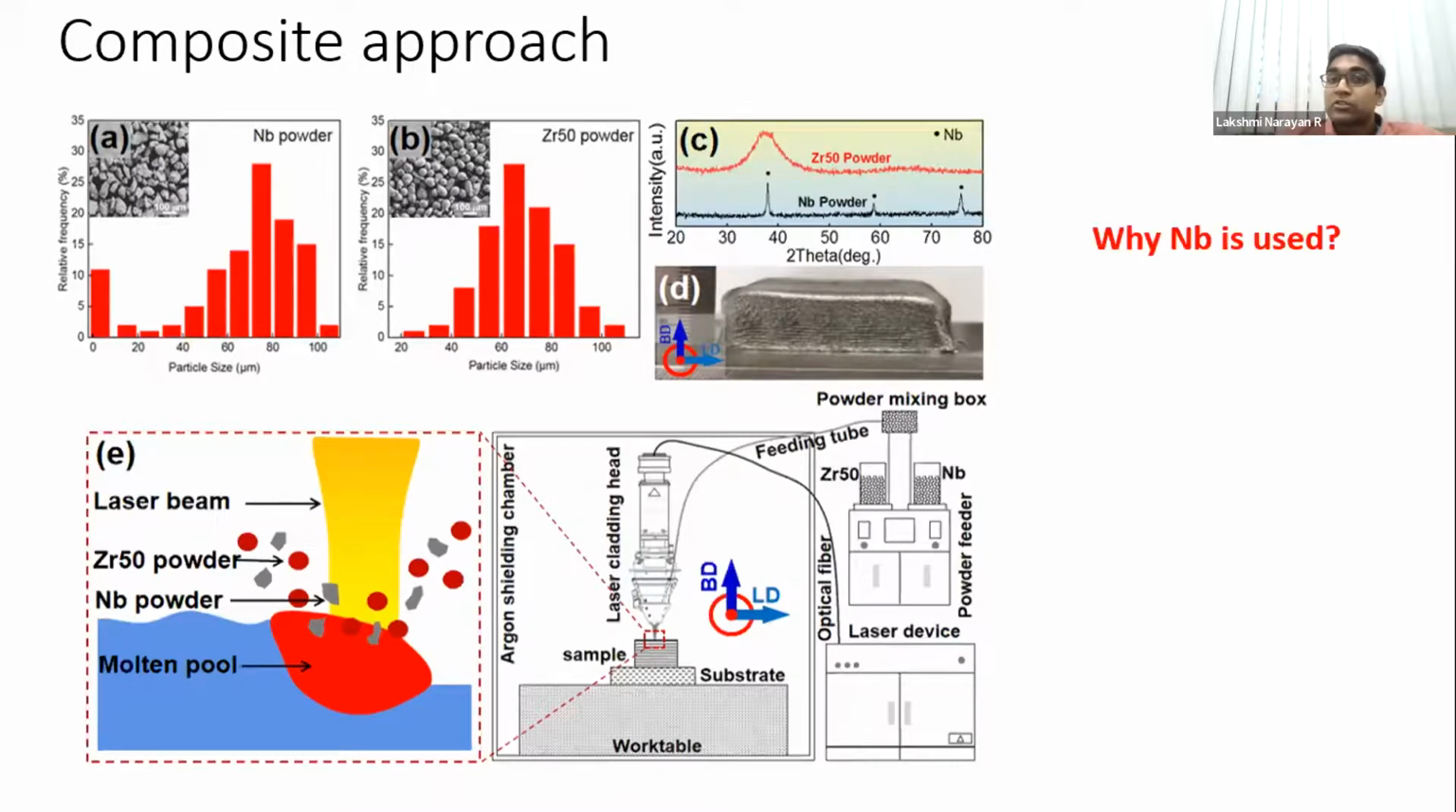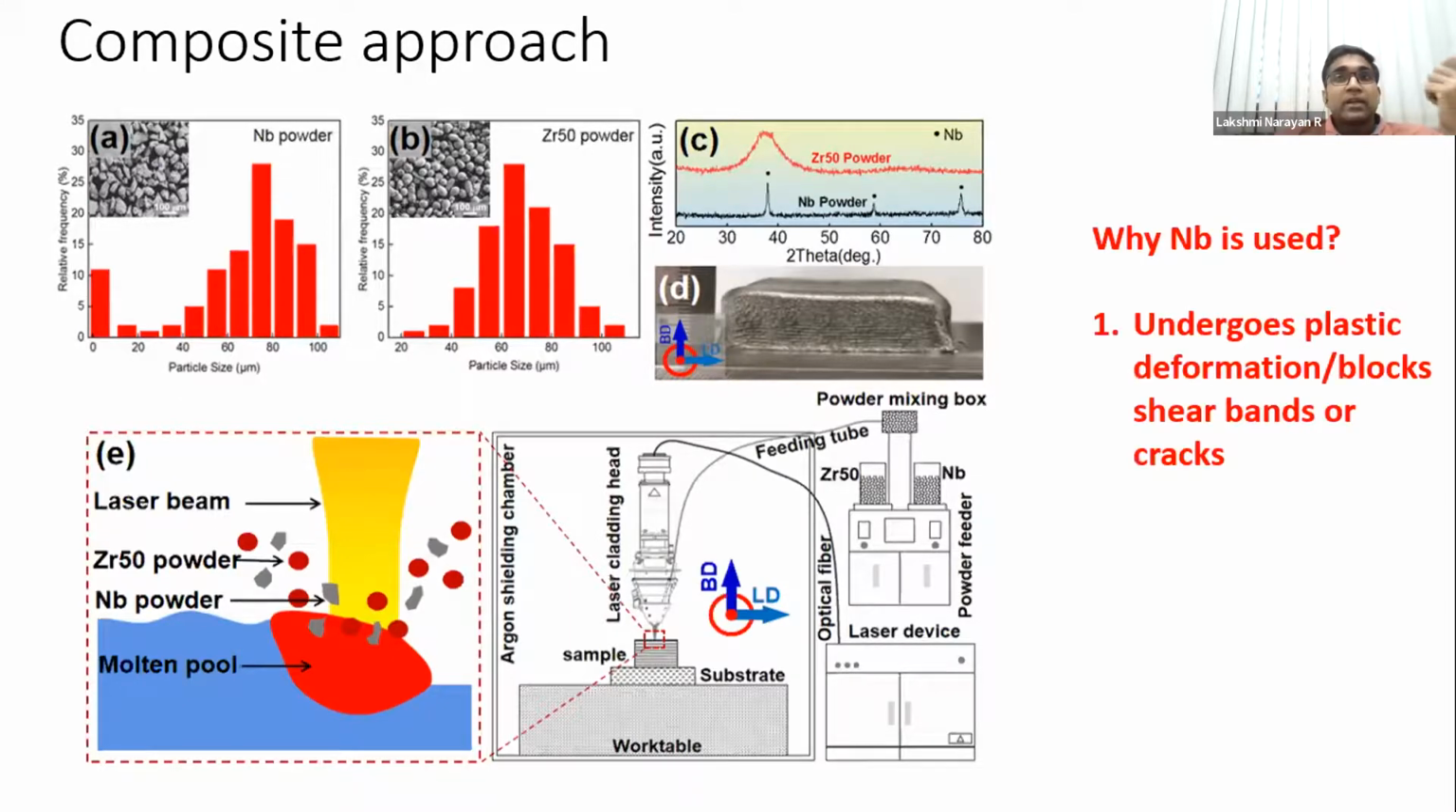And why was niobium chosen? Niobium undergoes plastic deformation via dislocations. And we have seen in literature that these kind of ductile, crystalline particles will trap shear bands because they are softer, and they will undergo plastic deformation resulting in strain hardening. So niobium is very nice for that.